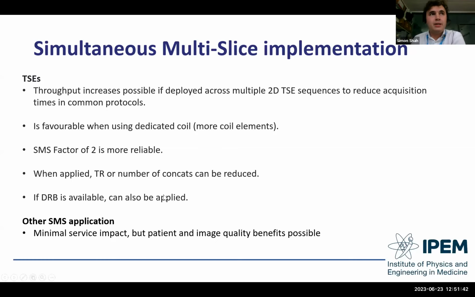But once you've applied it, then you can look at trying to reduce your TR or your concatenations to shorten that acquisition. And if you do have Deep Resolve Boost, it is available on this sequence, and so it can be applied as well in addition to boost your SNR. There are other implementations I've not touched on, but they do improve the quality of images and benefit the patient in terms of the diagnostic imaging that they provide.